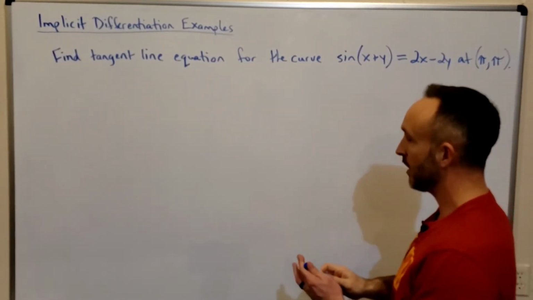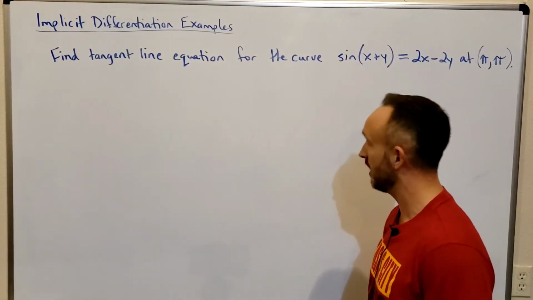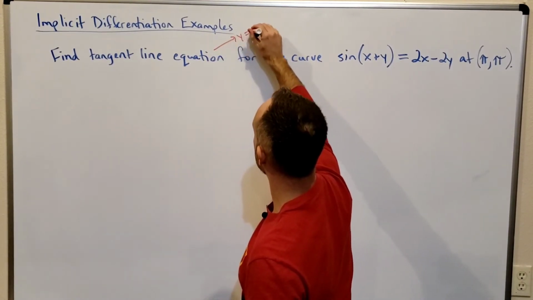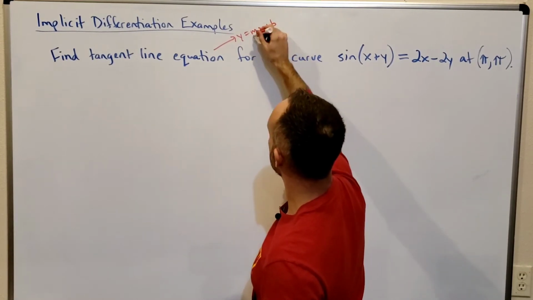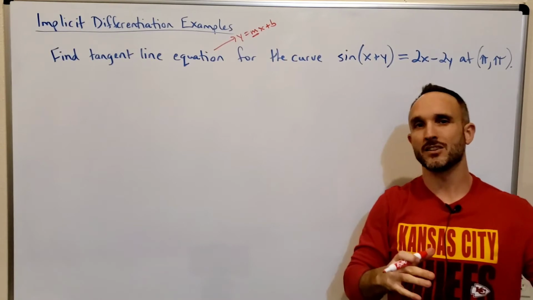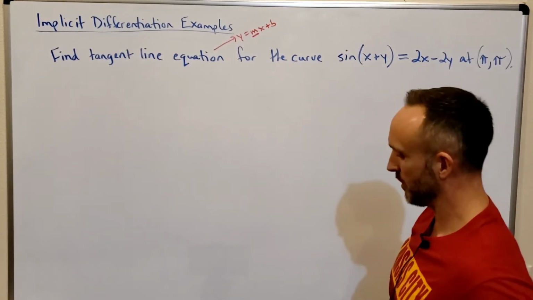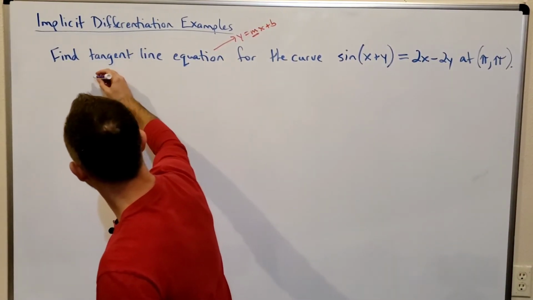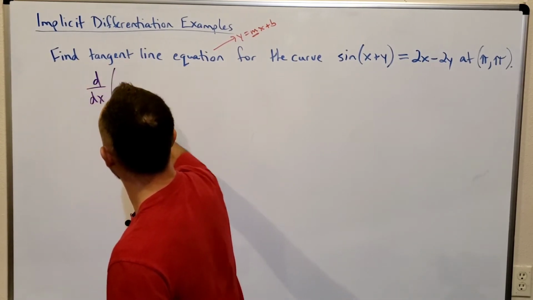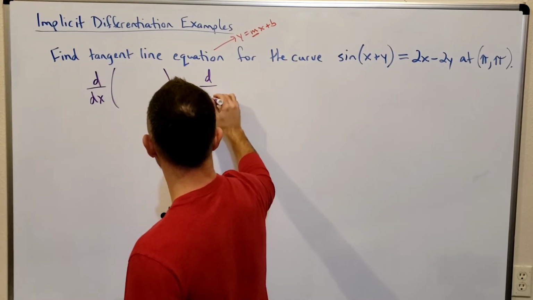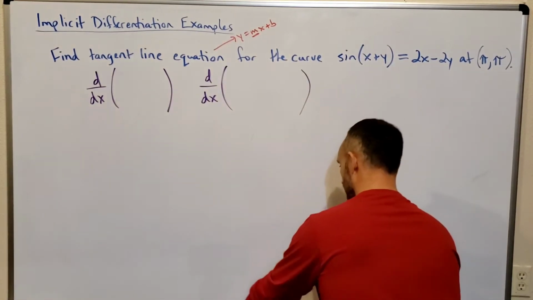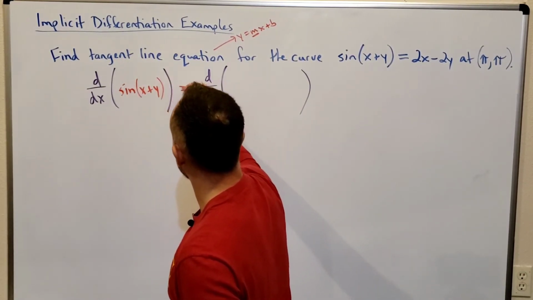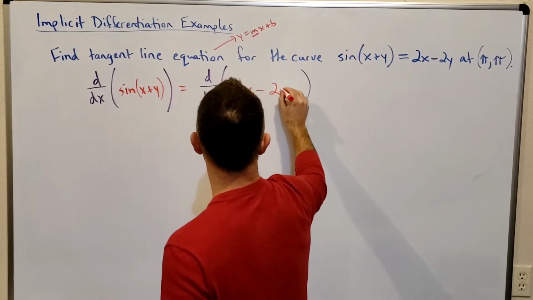Okay? So now we don't just want the tangent line slope, we want the tangent line equation. We want the y equals mx plus b equation of the tangent line, which of course we need the slope for, thus we need the derivative. We need dy dx from this equation. So let's differentiate both sides of the equation with respect to x. So d dx of the left side equals d dx of the right side. So on the left side, we've got the derivative of the sine of x plus y. And on the right side, we have the derivative of 2x minus 2y.